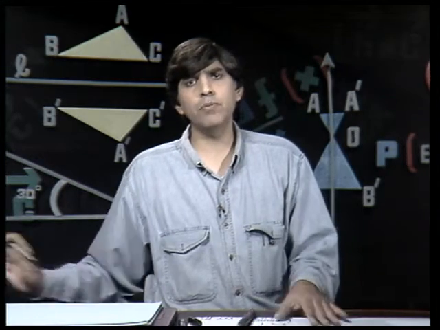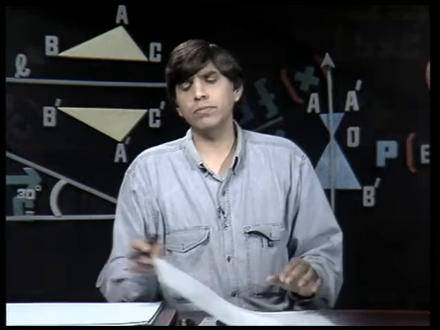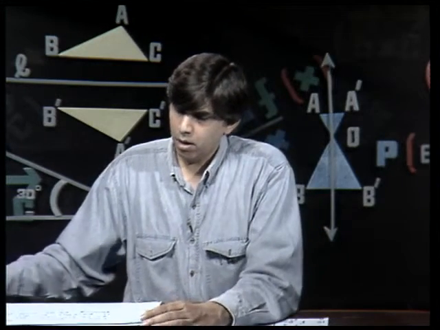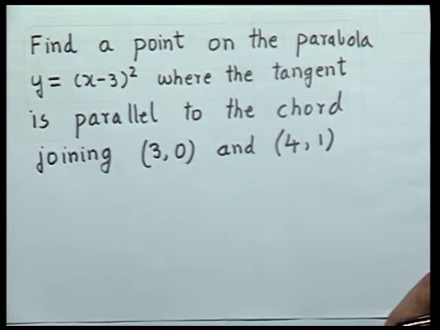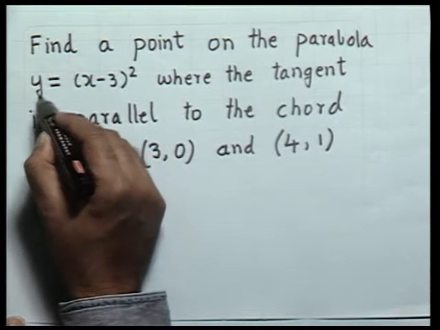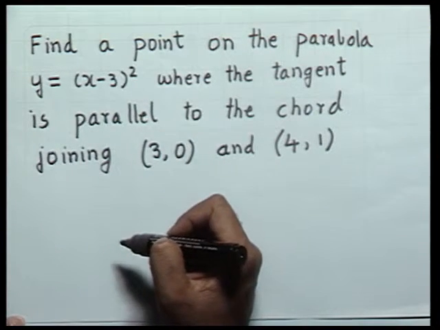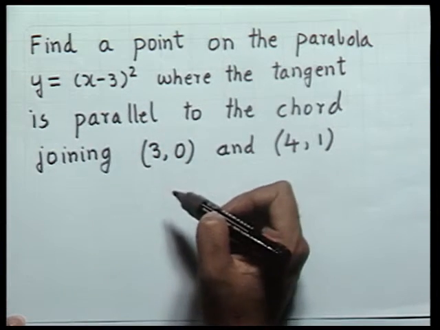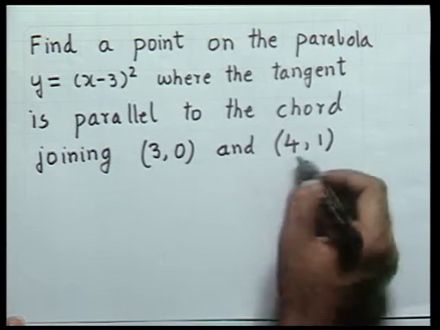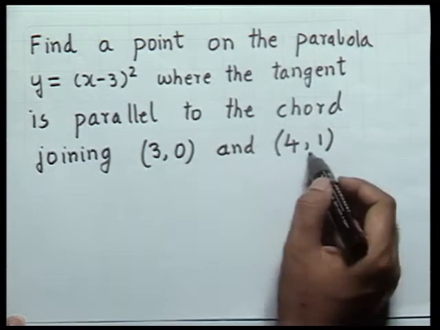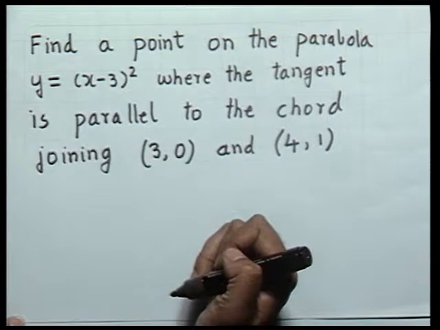Let us take a look at another problem connected with the mean value theorem. Find a point on the parabola y equal to (x minus 3) squared where the tangent is parallel to the chord joining (3, 0) and (4, 1). So, you are required to find a point on this curve y equal to (x minus 3) squared, which happens to be a parabola, and this point should be such that the tangent at that point is parallel to the chord joining (3, 0) and (4, 1). Remember, (3, 0) and (4, 1) are easily seen to be on this curve.